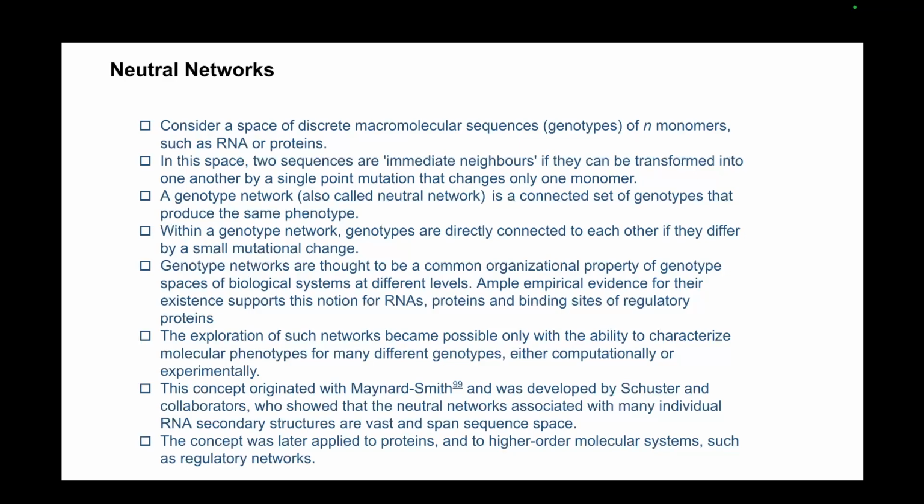The association is very uncanny. So this is a very good genotype-phenotype map that you can explore. Your phenotypes would be RNA secondary structures, and your genotypes would be your genetic variants. The concept was later applied to proteins and to higher order molecular systems such as regulatory networks. So you see, the systems they are applying it to are much lower in the hierarchy.